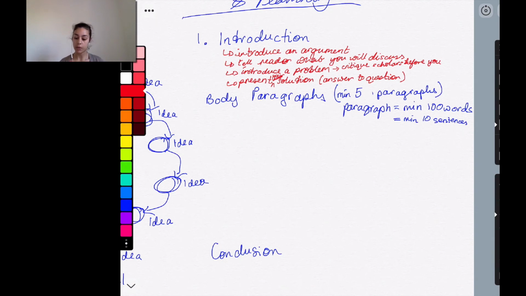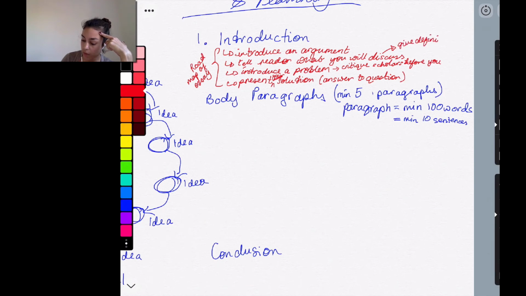Okay, so now that we've talked about introduction, we're going to introduce our argument. We're going to tell the reader what you will discuss, introduce a problem, and present a solution. So this is your roadmap of the essay. You will also, when you're talking about telling the reader what you will discuss, you may also need to look at definitions. Give definitions.